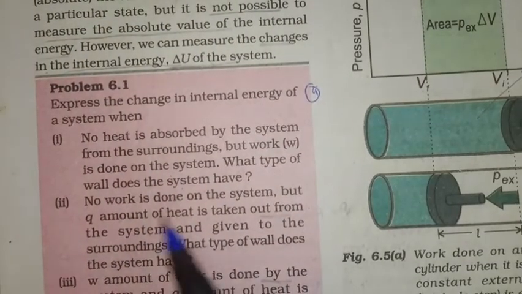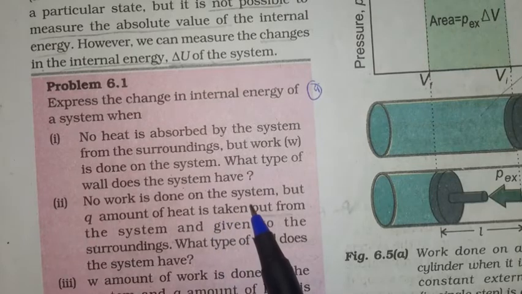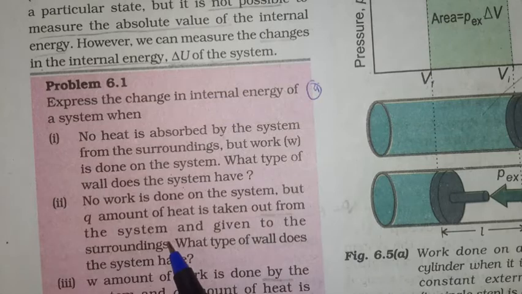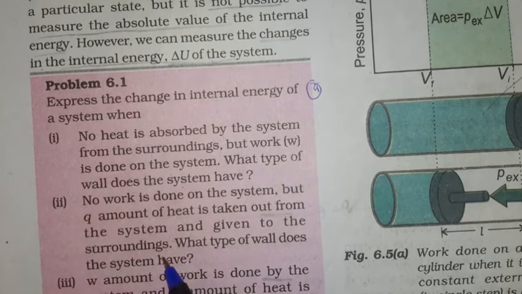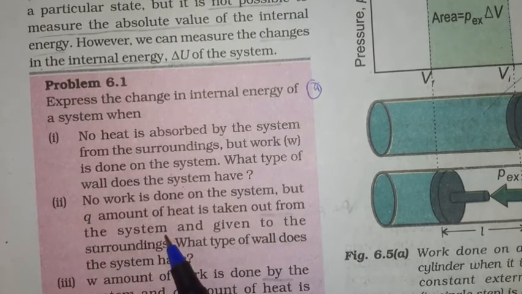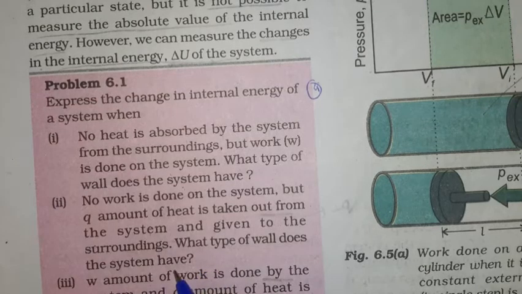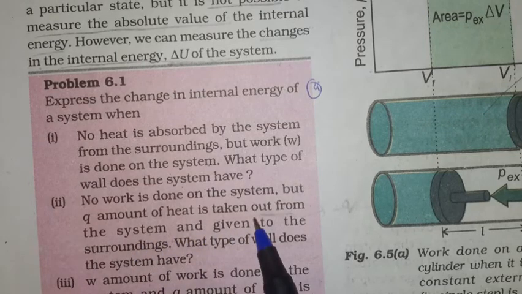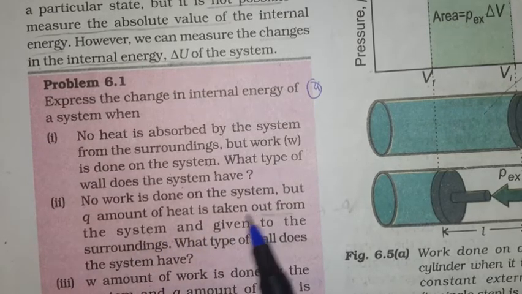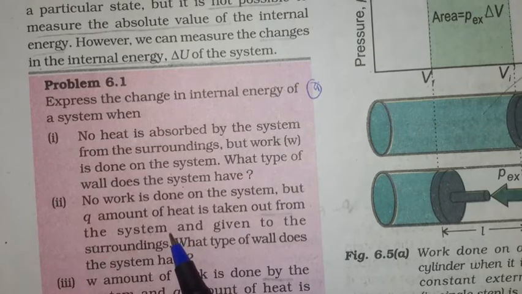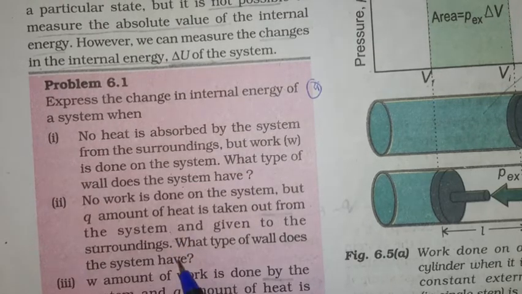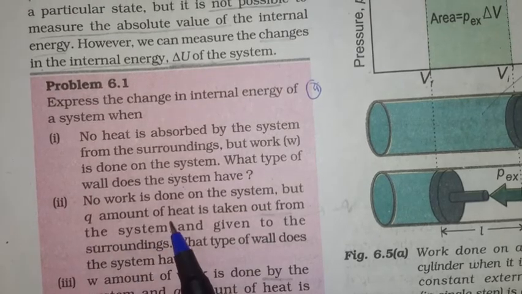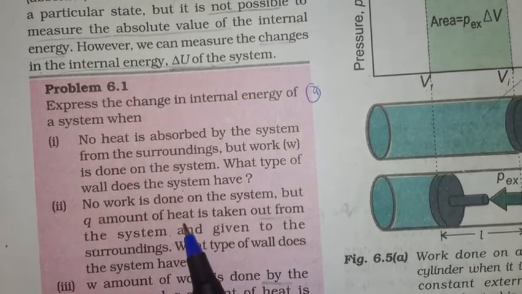Next, what is the second one given? No work is done on the system, but Q amount of heat is taken out from the system and given to the surroundings, means the system is losing the energy. Here no work is done, means W is 0. System losing the energy means Q is positive. Now what type of wall? Simply a thermally conducting wall, means there is an exchange of heat.